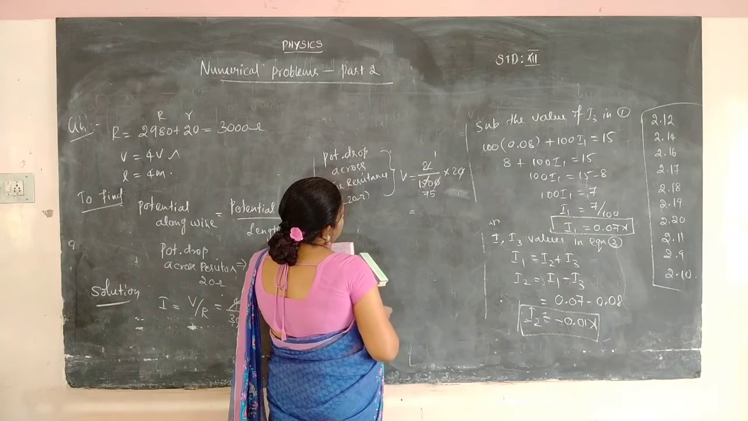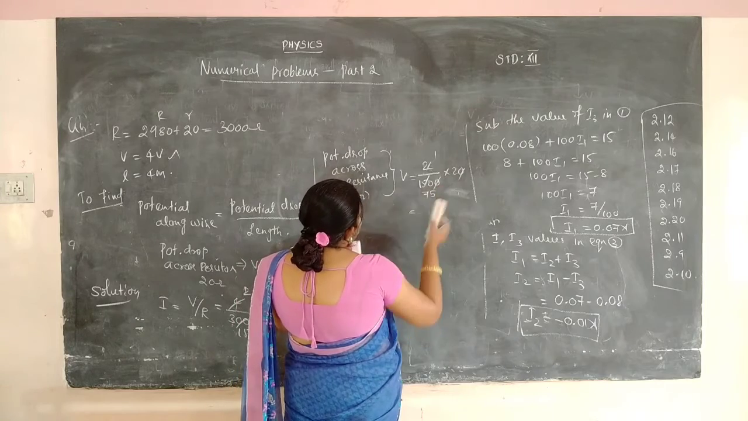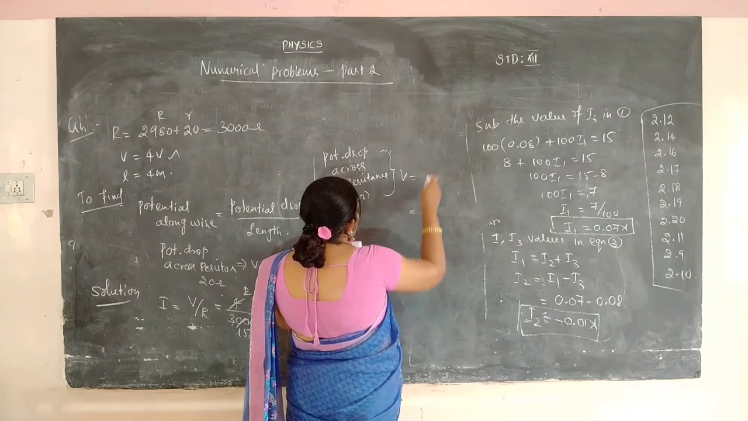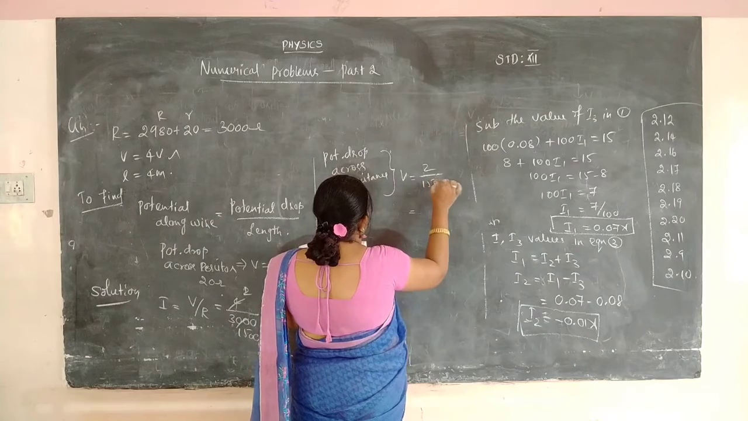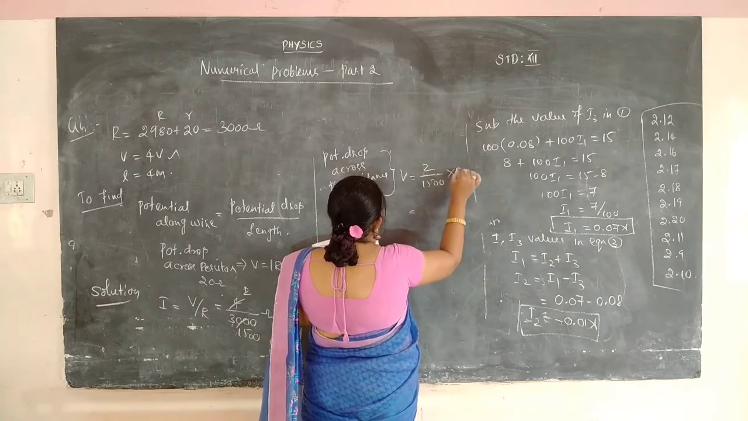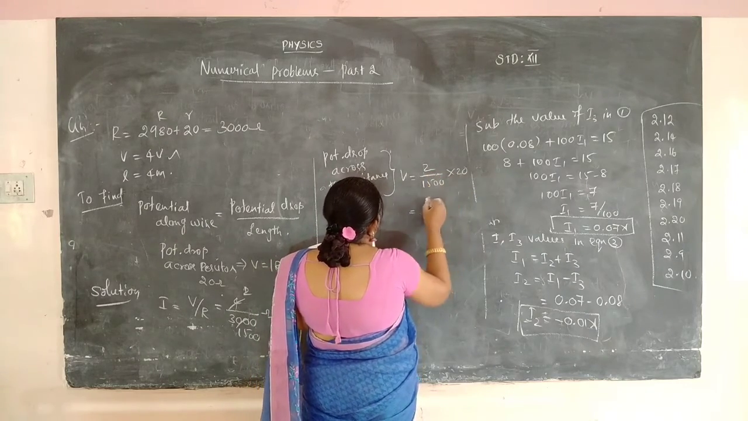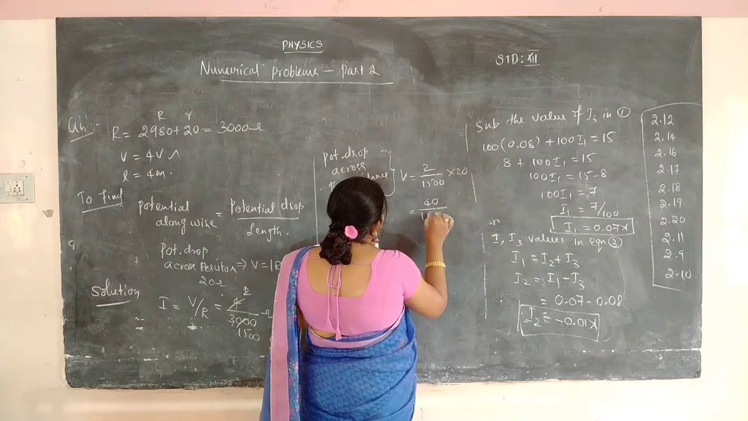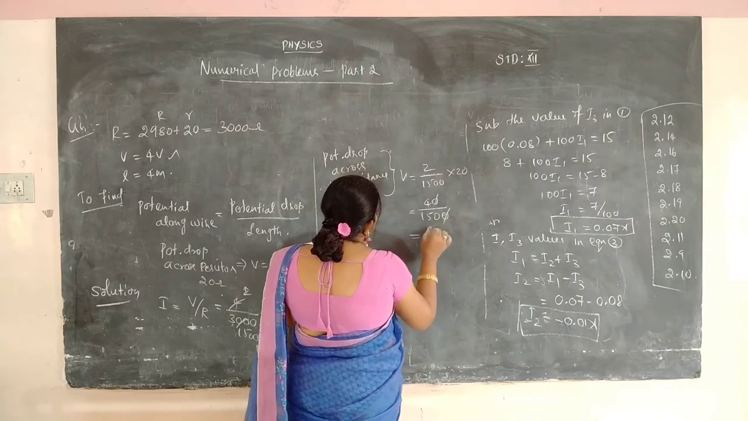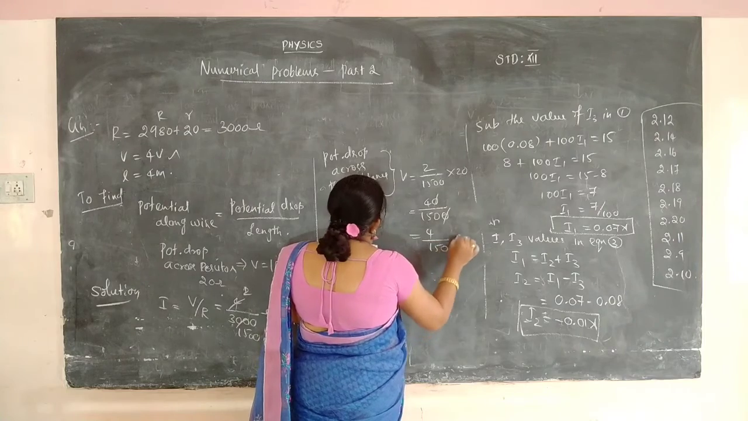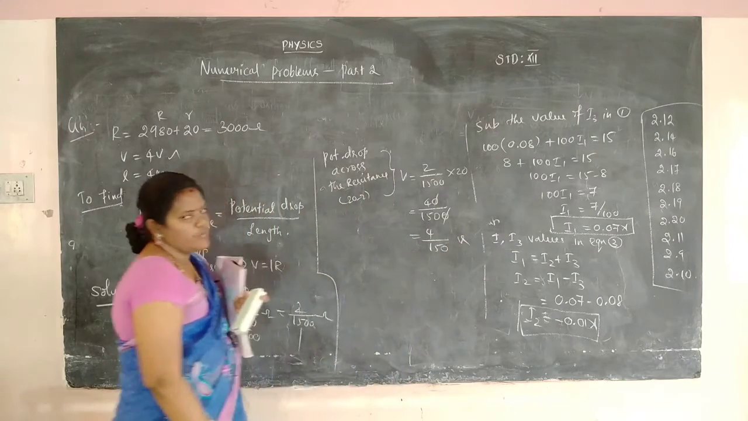40 by 150 actually. Keep 2 by 1500 into 20 as it is. Okay? So 40 by 1500. So 4 cancels. So 4 by 150 volt. Okay, 4 by 150 volt.